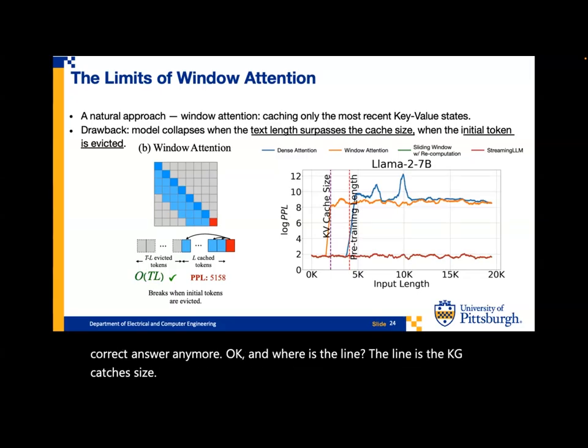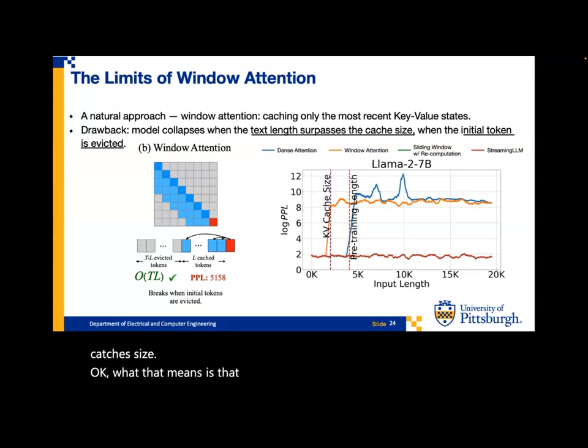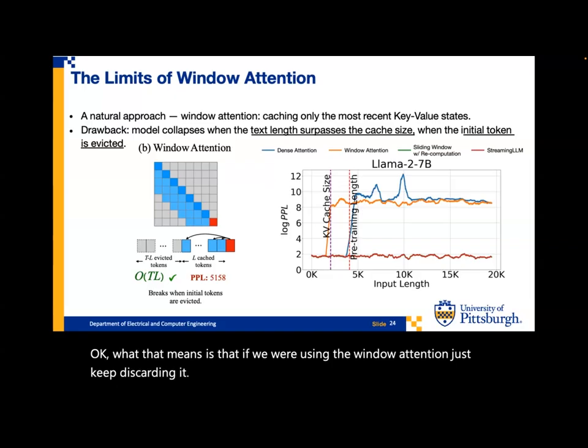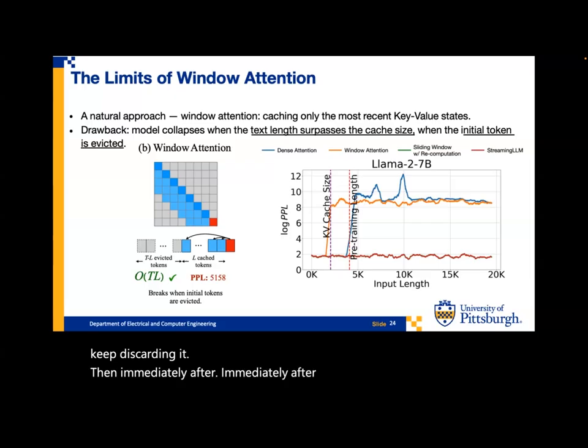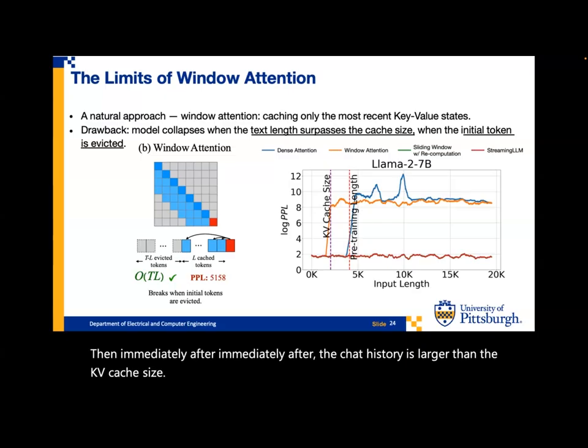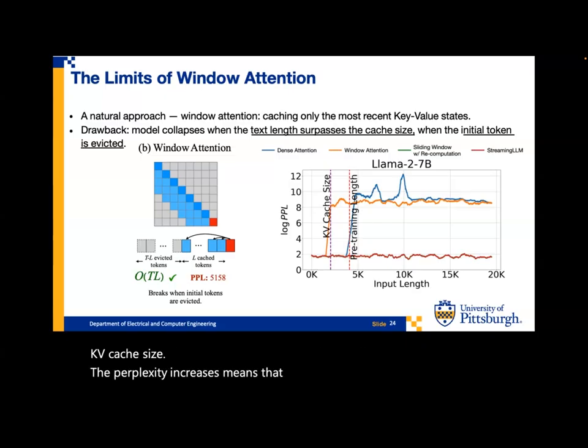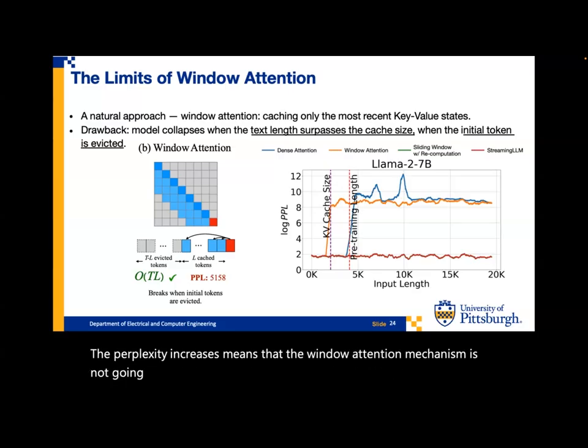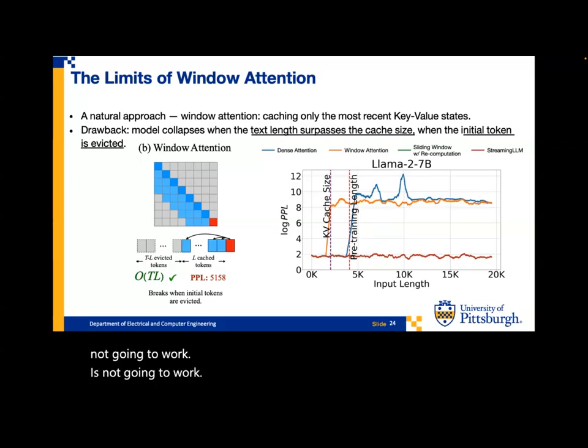What that means is that if we use window attention and just keep discarding tokens, then immediately after the chat history is larger than the KV cache size, the perplexity increases. It means that the window attention mechanism is not going to work. But why? People found out that it's not going to work. Why?